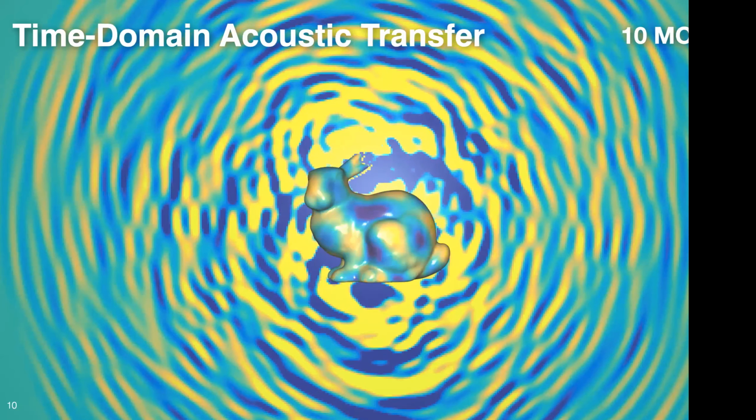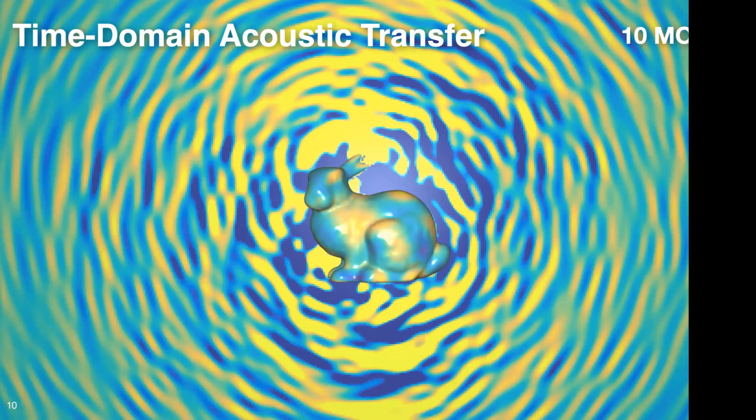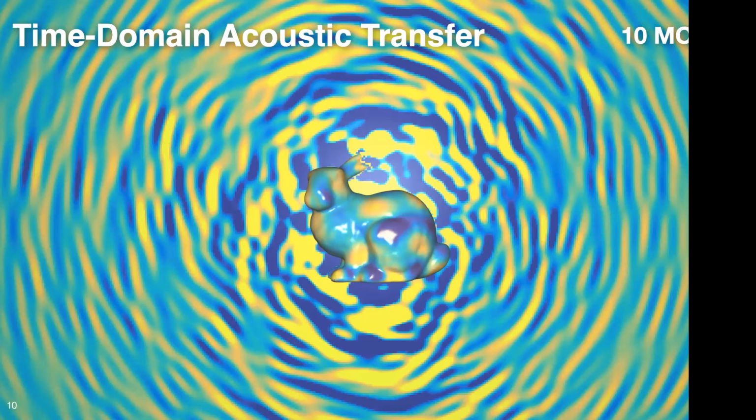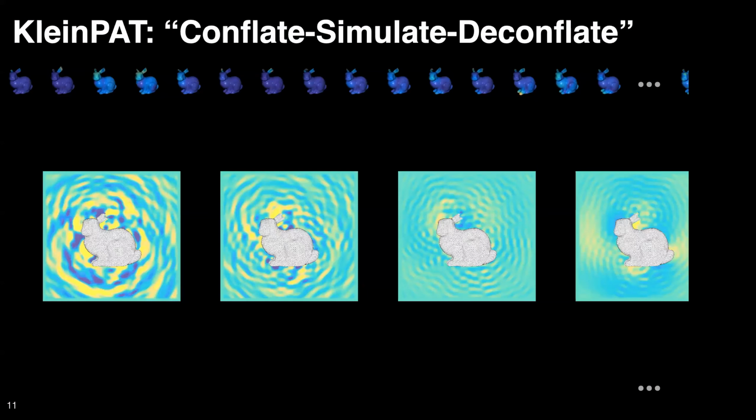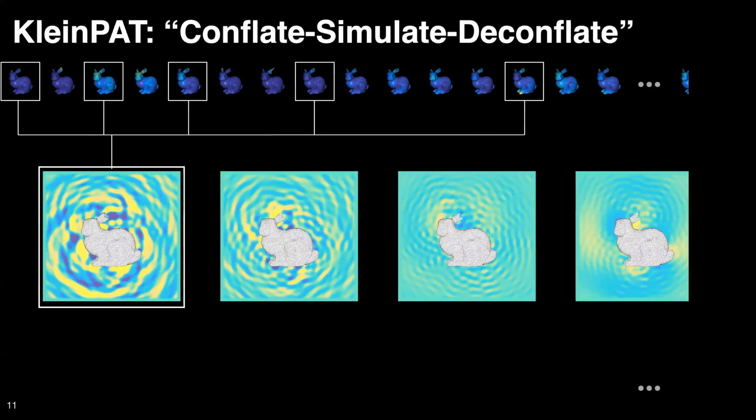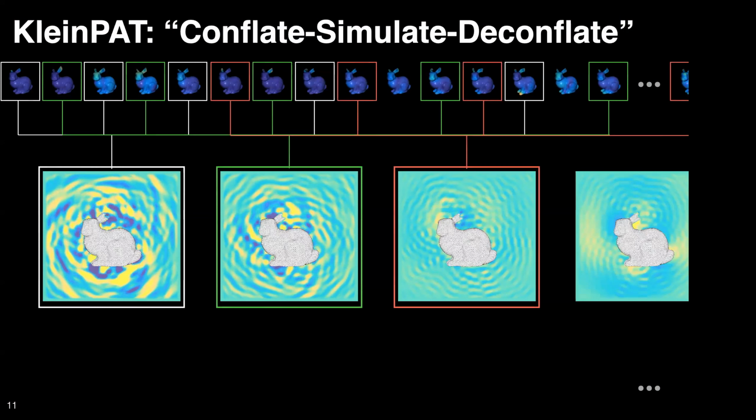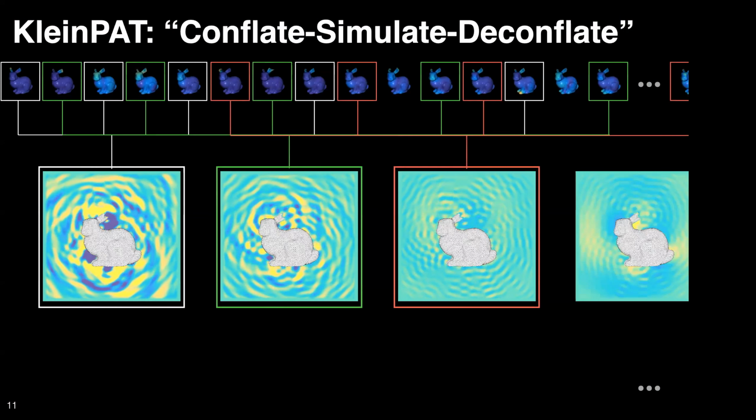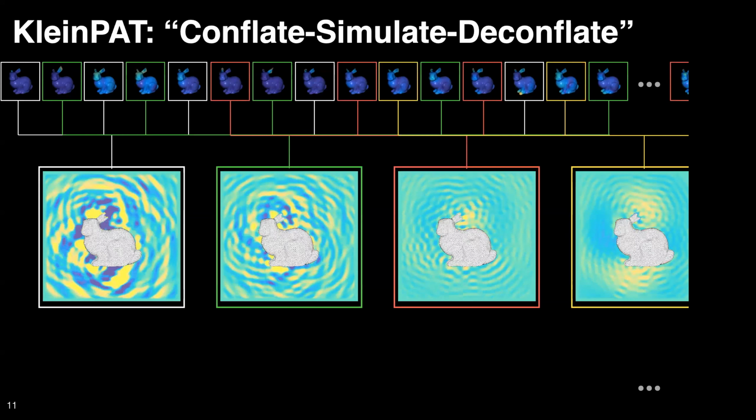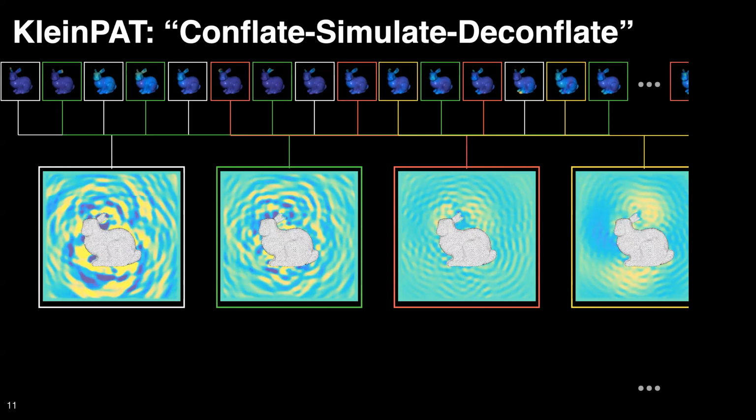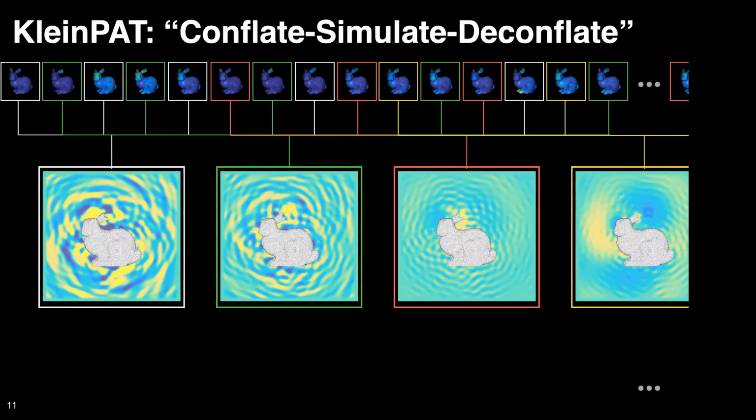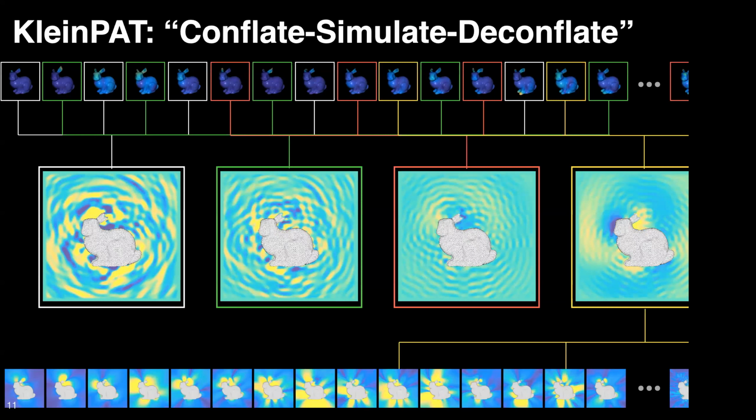So the basic idea then is to do many modes at once. And exactly how is what our algorithm ClinePat does. So we first take all of the modes of the object. So you have 300 modes of this bunny. And it's going to split the modes into these different frequencies into what we call chords. And each one of these chords is going to be simulated on a different time domain GPU wave solve to get some sound field. And then from that sound field, we will extract transfer functions for each of the modes separately using a deconflation step. And so this is the conflate, simulate, deconflate framework that we use.